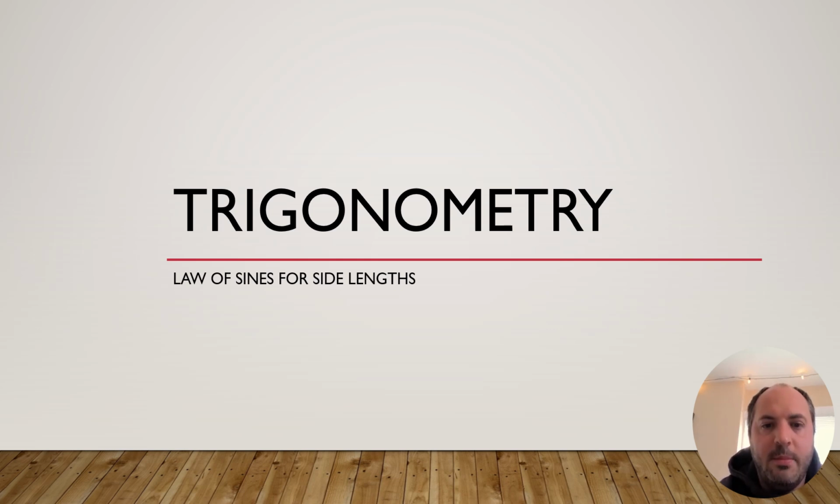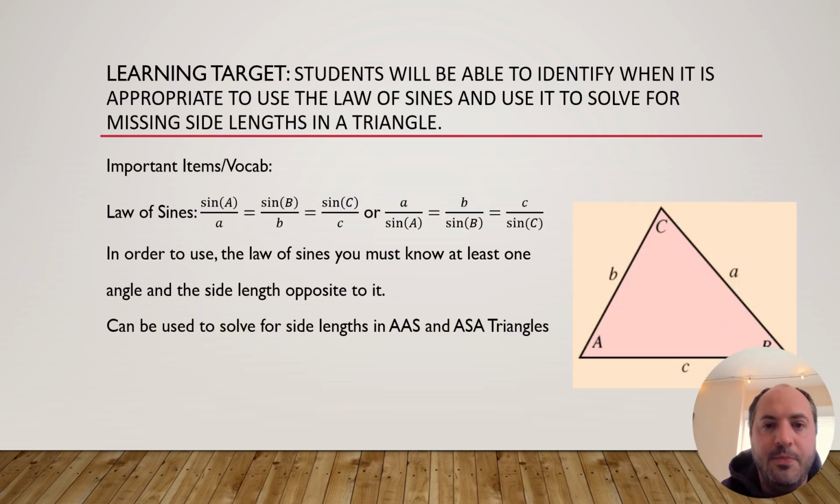Today we're going to be talking about using the law of sines to help solve for side lengths in non-right triangles. Although the law of sines will work for right triangles as well, typically you're going to want to use just your regular SOHCAHTOA if you're trying to solve for side lengths in them. So let's get this going. Our goal is to be able to identify when we can use it and then implement it.